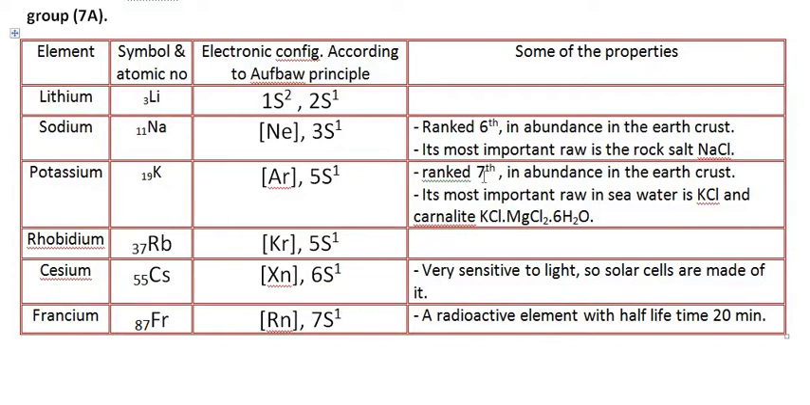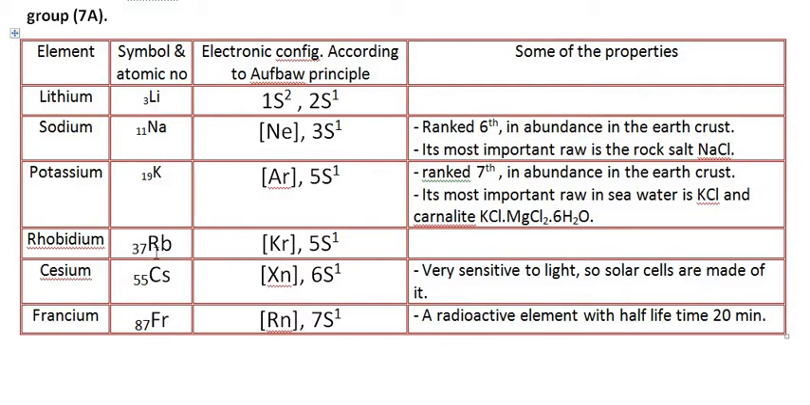Potassium ranked 7th in the abundance in the earth. It is present in seawater as potassium chloride, and compound called carnallite, which is a mixture of potassium chloride and magnesium chloride, hydrated. Hydrated means contains some water in the crystalline.